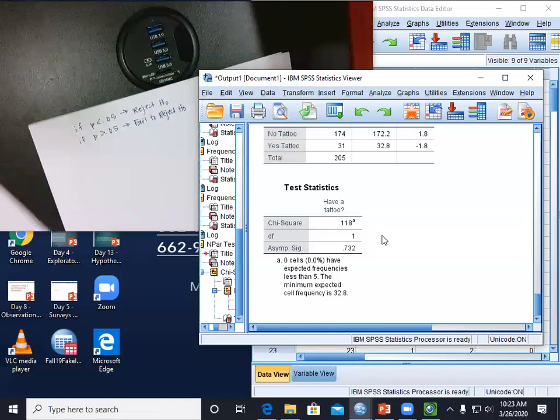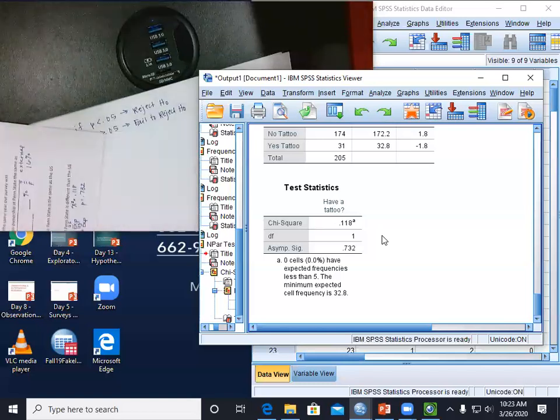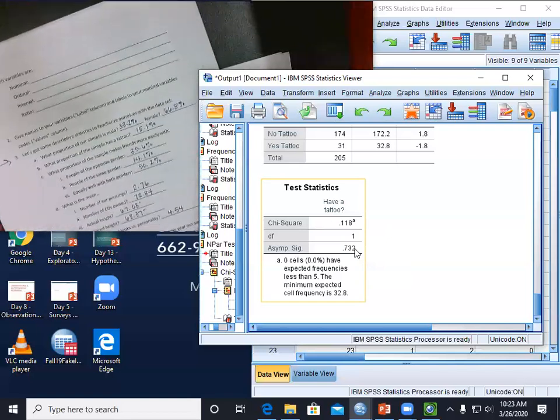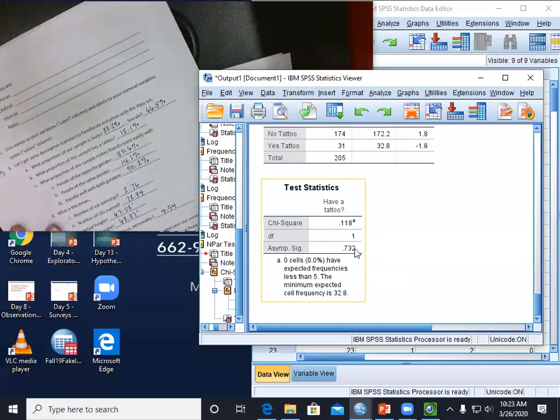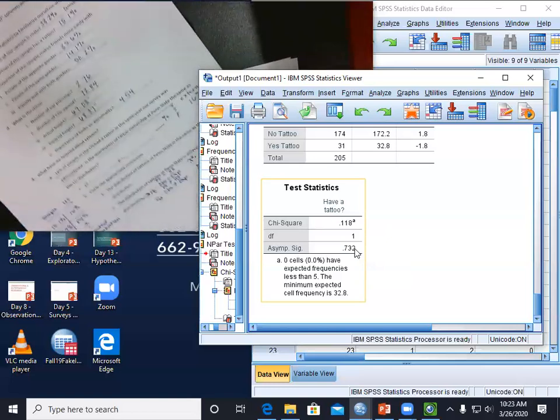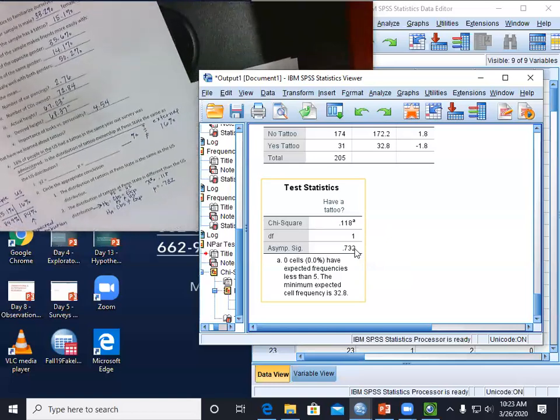With a p-value of 0.732, the 0.732 that we have here on the screen, are we going to reject or fail to reject that null hypothesis? We're going to fail to reject. 0.732 is much bigger than 0.05. Because we failed to reject the null, that means that we side in favor of the null. And the question is, what does that mean in plain English? What are we inferring about the population based on this result?